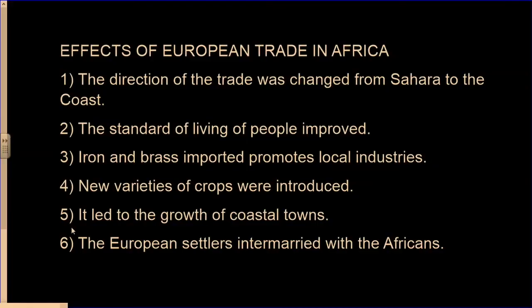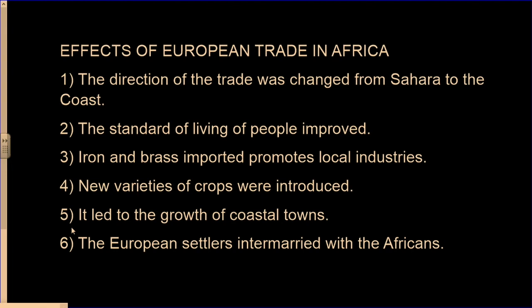Number four, the new varieties of crops were also introduced. For example, groundnut, maize, mango, guava, and the likes. Those were some of the goods that the Europeans came along with, and they were introduced in Africa.